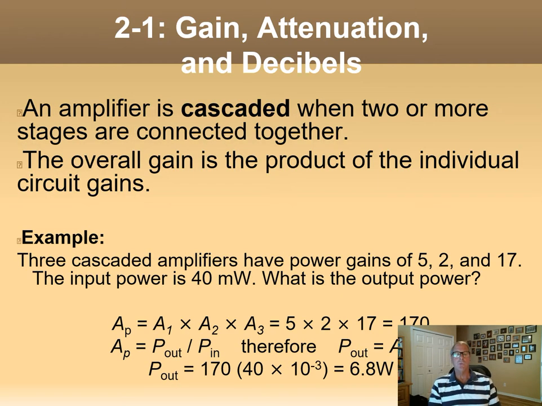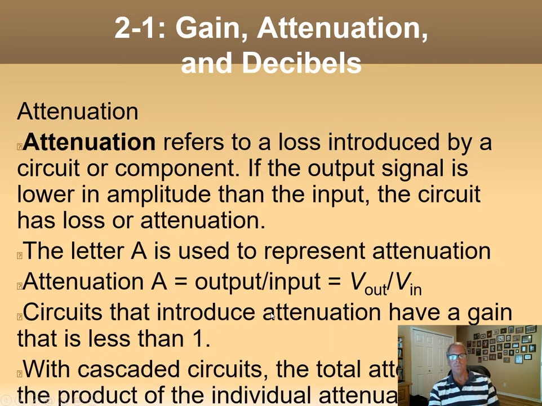When you have two or more amplifiers cascaded together, if the expressions are in linear form, as we've been doing up to this point, meaning not dBs, you can just multiply them together. So if you have gains of 5, 2, and 17, 5 times 2 times 17 is 170. With this example, we have 40 milliwatts on the input, so you get 6.8 watts on the output if you multiply that times 170. Understand that if it's in dBs, you would just add them instead of multiplying them. I think there's an example for that later.